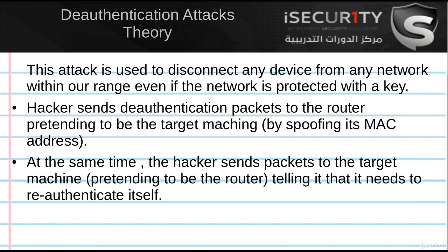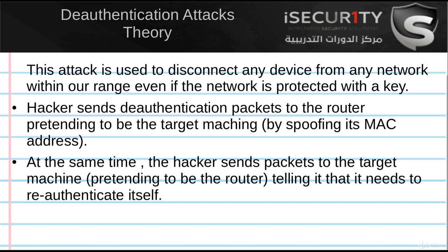The deauthentication attack is very useful. It allows us to disconnect any device from any network that is within our Wi-Fi range. To do this, we're going to spoof our MAC address to the target client MAC address. The target client is the client that we want to disconnect. We're going to pretend to be him, and we're going to send a deauthentication packet to the router. So we're going to tell the router, I want to disconnect from you.